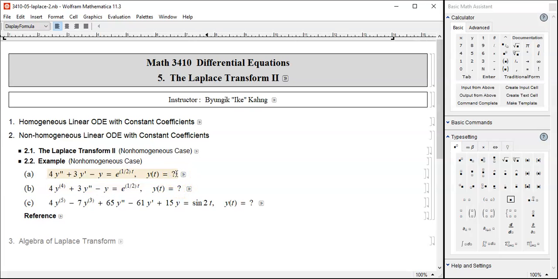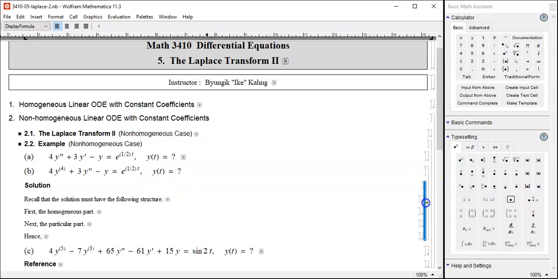The first one was second order, so the characteristic polynomial was quadratic. Now, this one is fourth order, so the characteristic polynomial is quartic. But don't be intimidated. It's quartic, but it's a trinomial, so it's not difficult to factor. Nothing like the earlier one. Okay, let's go to the problem.